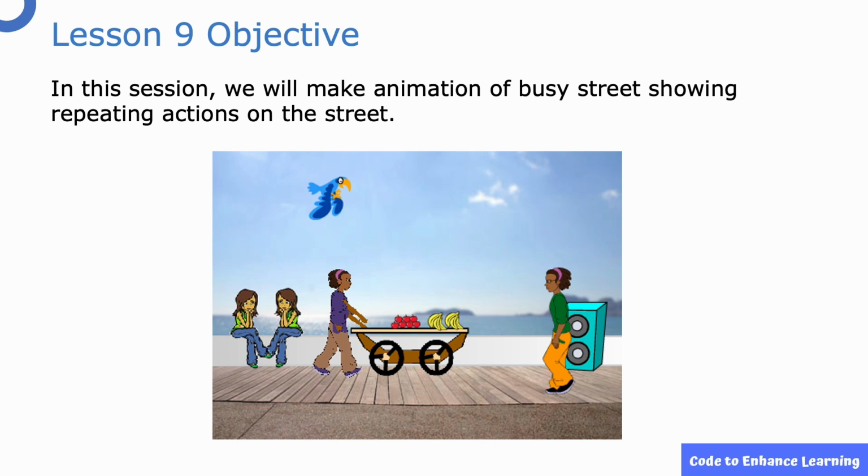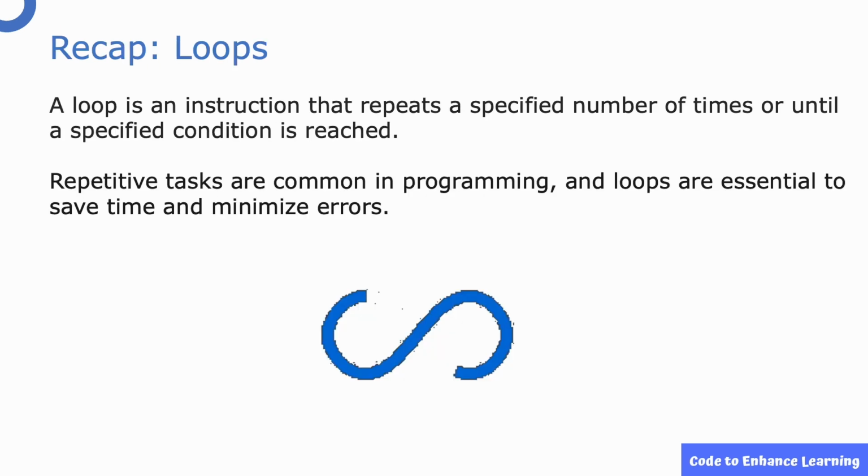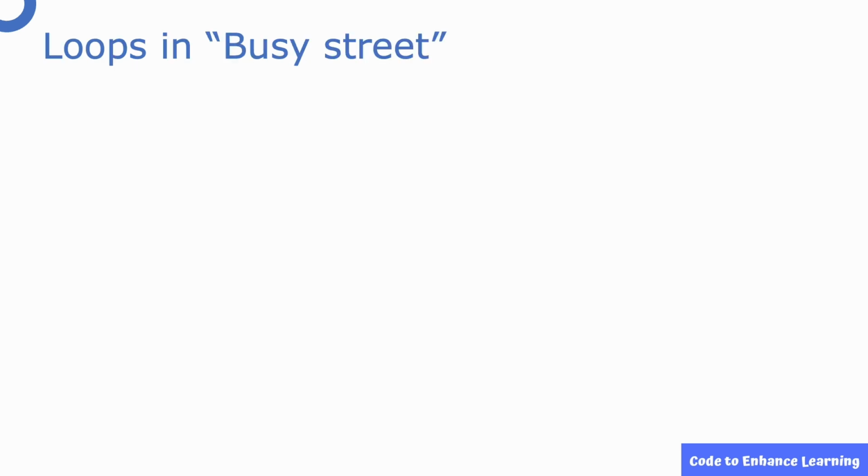In this session, we will make an animation of a busy street showing repeating actions on the street. Let's recap the concept of loops. A loop is an instruction that repeats a specified number of times until a specified condition is reached. Repetitive tasks are common in programming, and loops are essential to save time and minimize errors. Let's think about loops which we can use in a busy street.